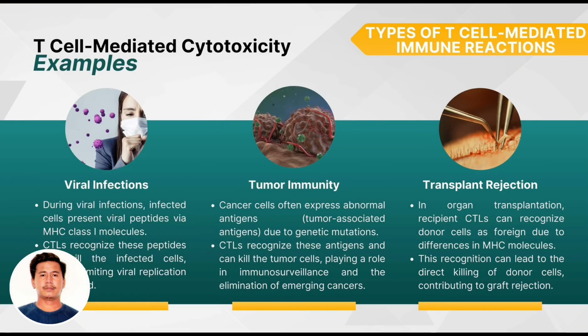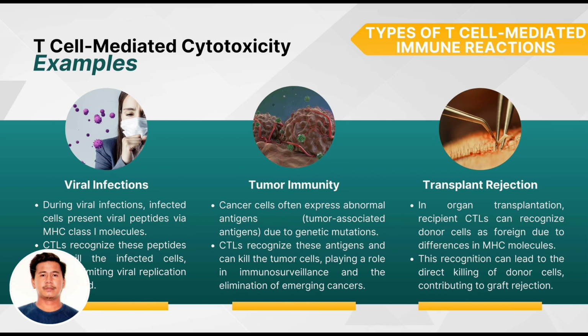So for the examples, we have these viral infections. During viral infections, infected cells present viral peptides via MHC class 1 molecules. Then CTLs recognize this peptide and kill the infected cells, thereby limiting viral replication and spread.